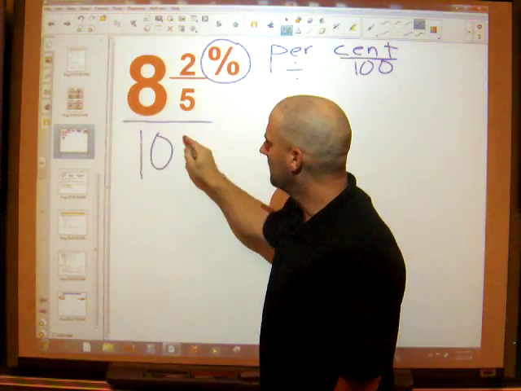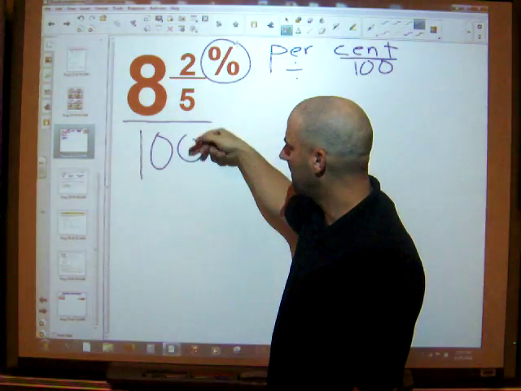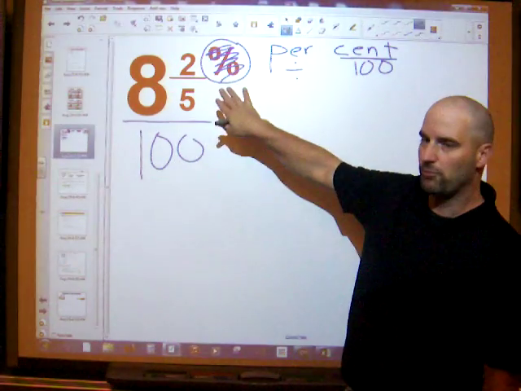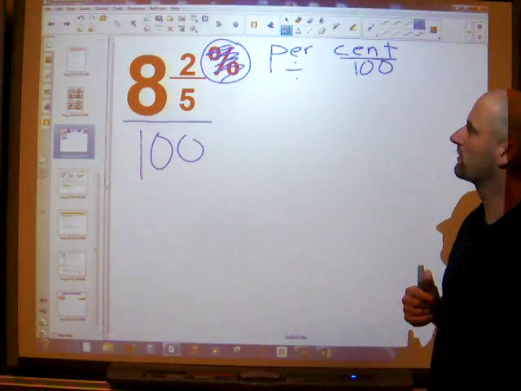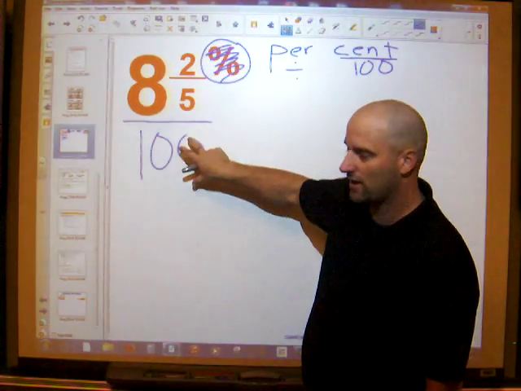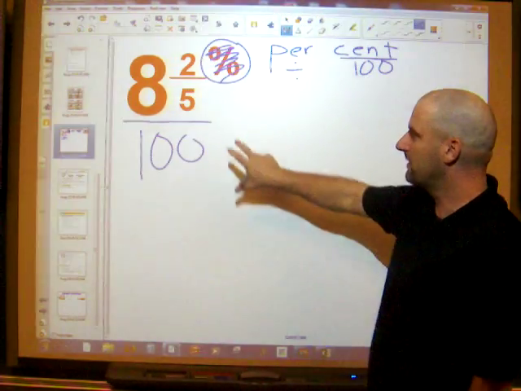I'm just going to write it per cent, divide by 100, which means I can get rid of that, and we just have what is called a complex fraction. That's the other concept I want to deal with, complex fraction. A complex fraction is a fraction inside of a fraction. This tends to confuse a lot of people.